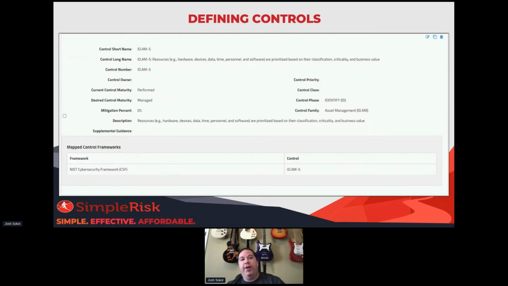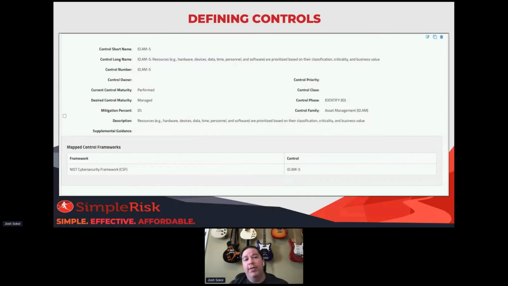So the first piece is define controls. With define controls, this is usually something that you're going to find in the governance side of your GRC platform, where you're basically saying, here's my framework, here's the list of all the controls that are part of this framework, and you're going to spell out the information behind each control. So with respect to NIST CSF, we can see that this is IDAM5. We can see the information about IDAM5, what it encompasses. We've got a phase, we've got our family, so that we can search and filter through those later on. And then we have our current level of maturity and our desired level of maturity, and we're able to specify those within the platform.